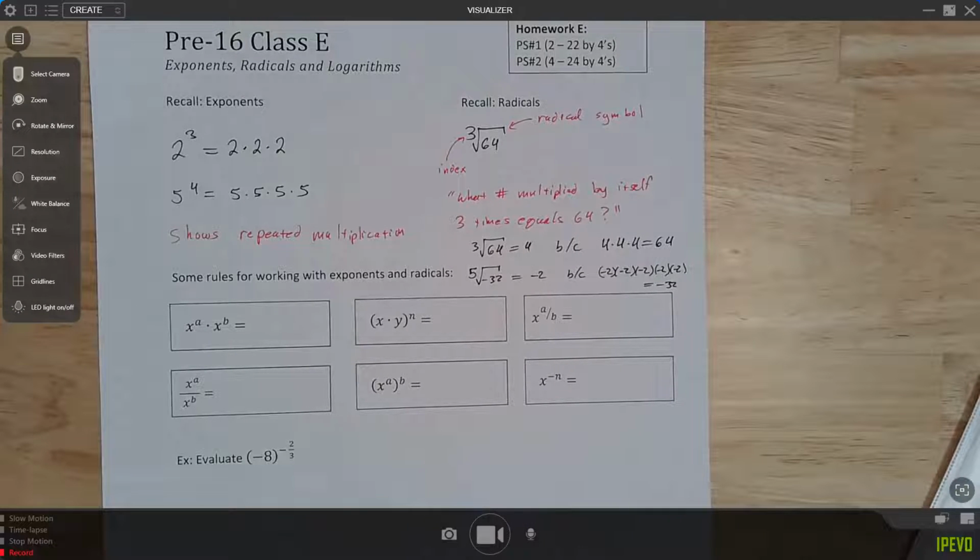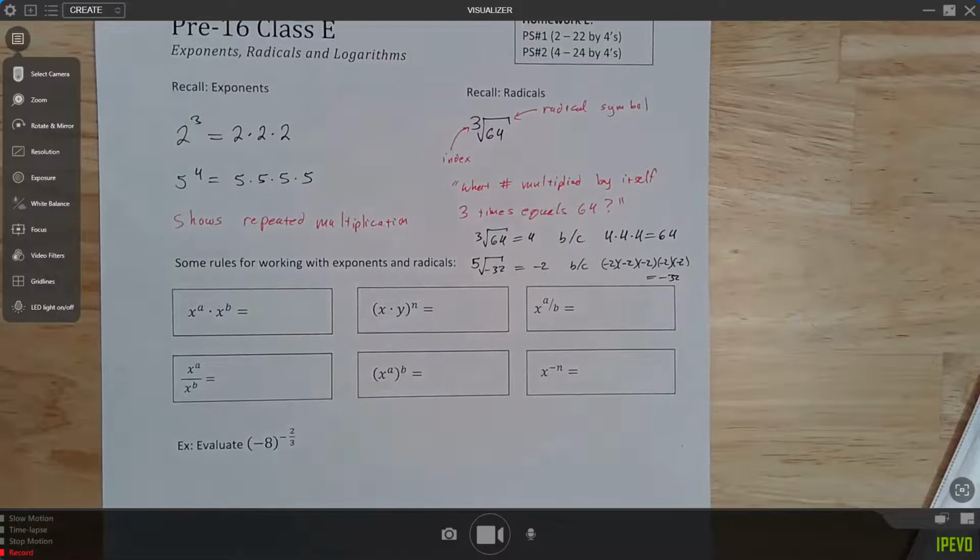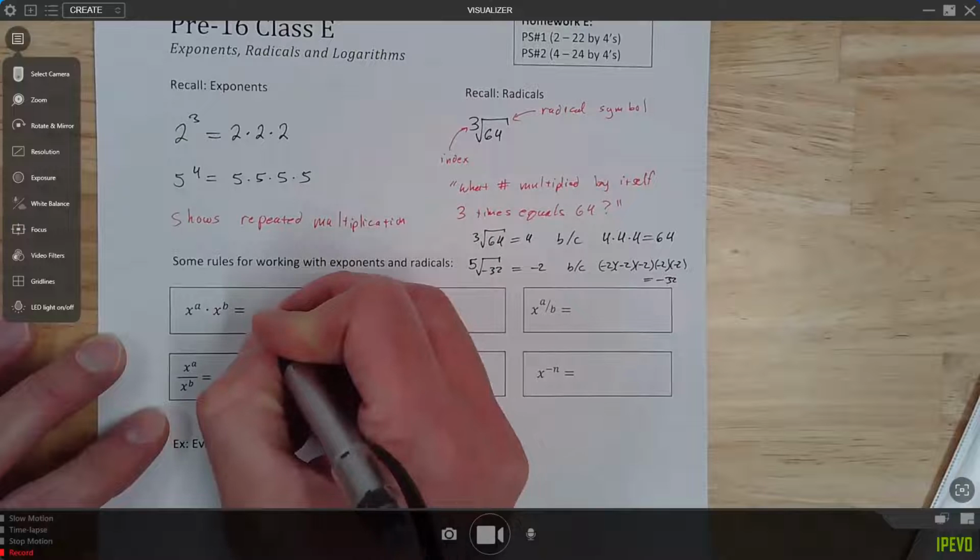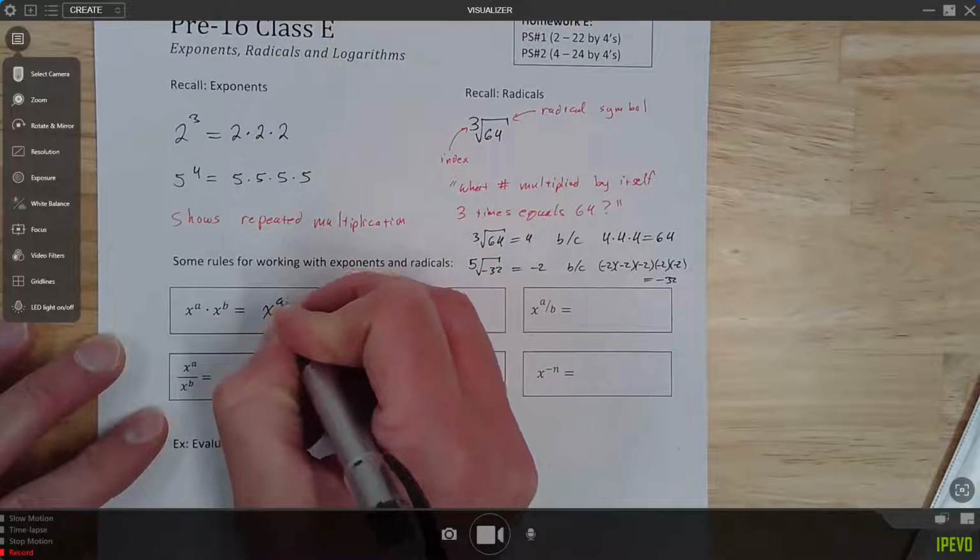And then we have some rules about exponents. Specifically, these are all under the kind of heading of the additive law of exponents. It's called the additive law of exponents because when you multiply, say, x to the a times x to the b, you add the exponents together if the base is the same. So x to the a times x to the b is just x to the a plus b.